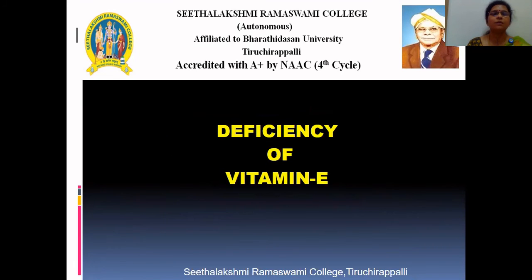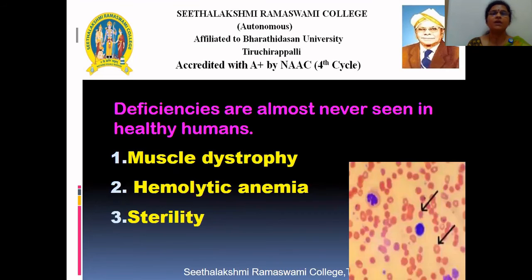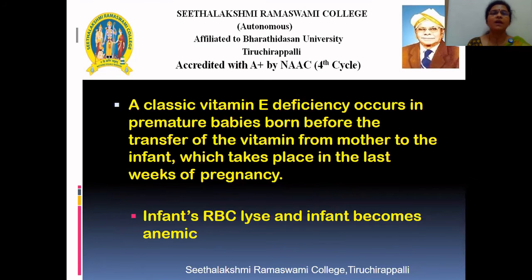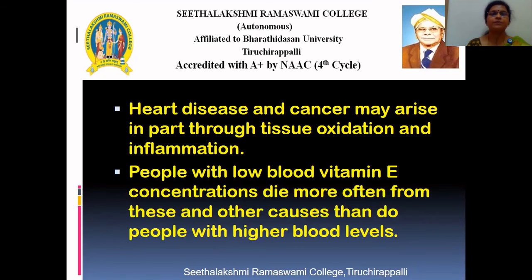Next, we are going to see about deficiency of vitamin E. Deficiency is almost never seen in humans. The three important deficiencies are muscle dystrophy, hemolytic anemia, and sterility. A classic vitamin E deficiency occurs in premature babies born before the transfer of the vitamin from mother to infant, which takes place in the last weeks of pregnancy. Infants are affected and become anemic.